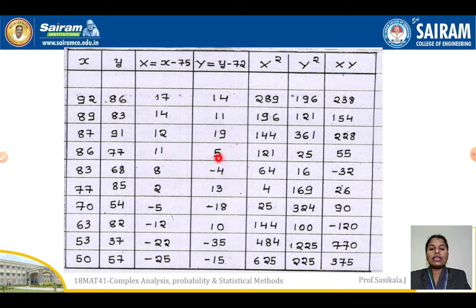So what we needed? We need capital X squared, capital Y squared, and X into Y. So take all X terms in the square, individual squares, then you can write in this column. And the next one, Y squared: 14 squared, 11 squared, like that you can write up to minus 15 whole squared. Then X into Y, you can multiply 17 into 14, 14 into 11, 12 into 19, like that till minus 25 into minus 15. You will get till that. We have to find the complete table.